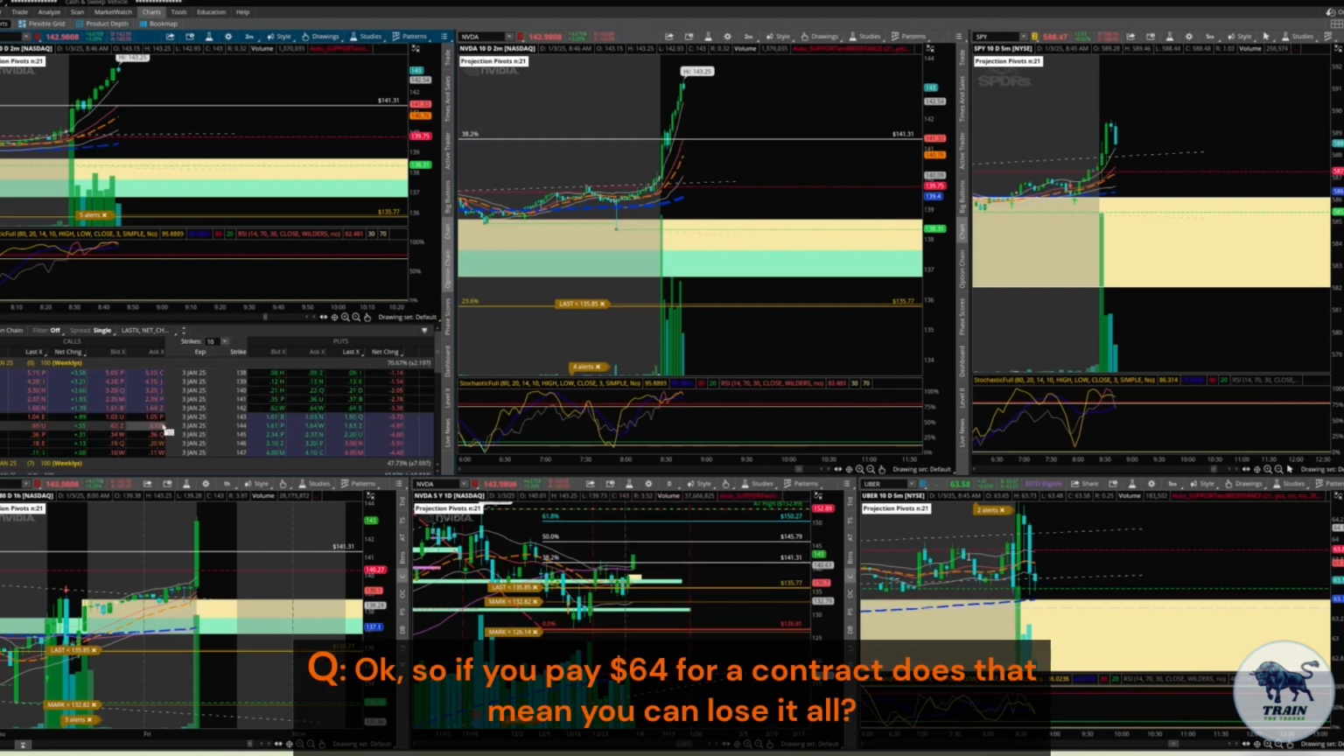Okay, so that's not scary. Not at all, and that's the benefit of options. Just because you put up that $64 doesn't mean that if it's a losing trade, you lose all 64, because you can easily close it for a $5 or $10 loss. Like $40, $50, whatever.